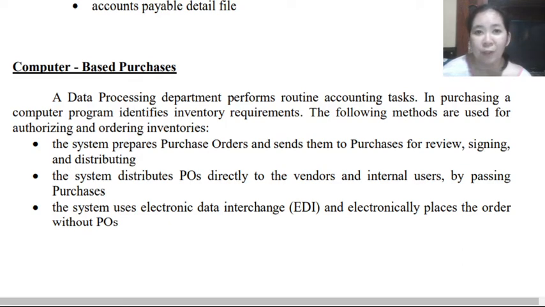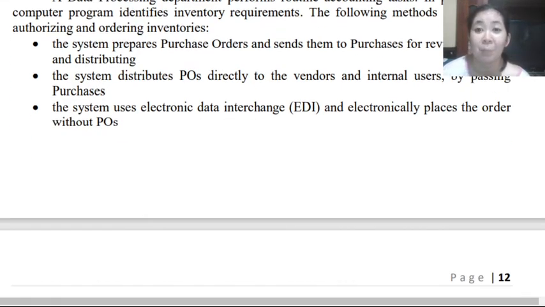Unlike with the automation, there is no human intervention. The system will use electronic data interchange, or EDI, and electronically places the order without the POs. But of course, we know that these purchase orders were approved and reviewed before they were processed.